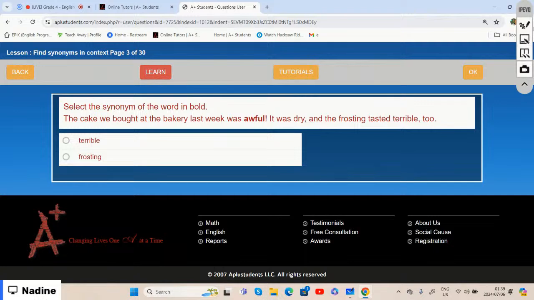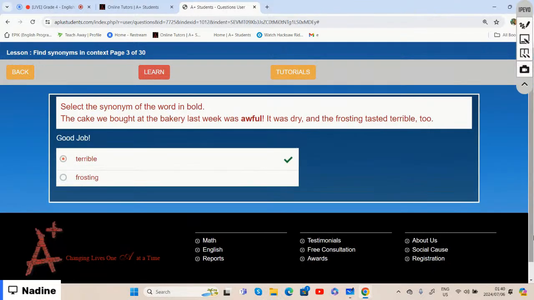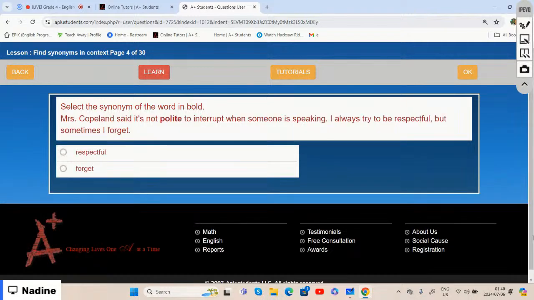All right, and if we were to select the synonym of the word in bold, where we say the cake that was bought at the bakery last week was awful and the frosting tasted terrible. So terrible is the same as awful, right? If something is awful, then it is terrible.